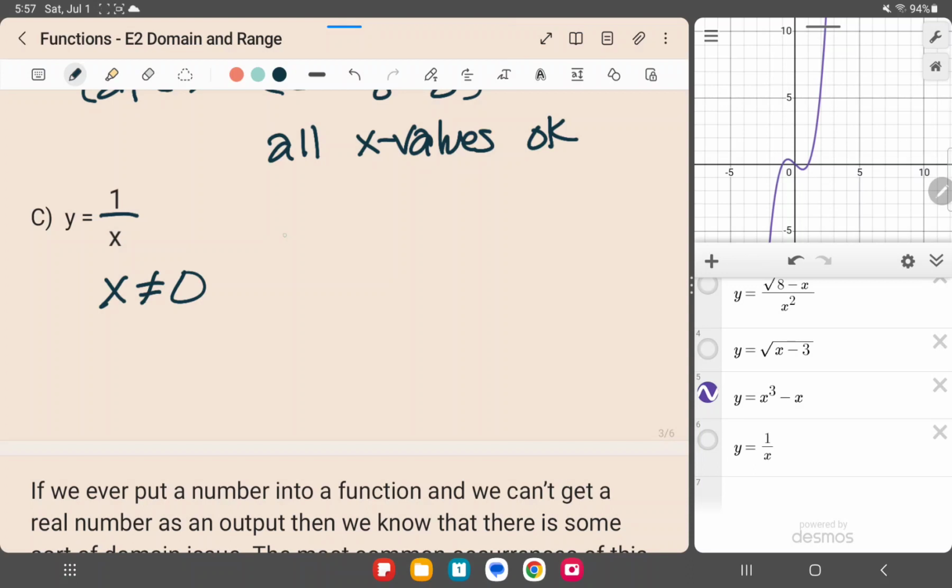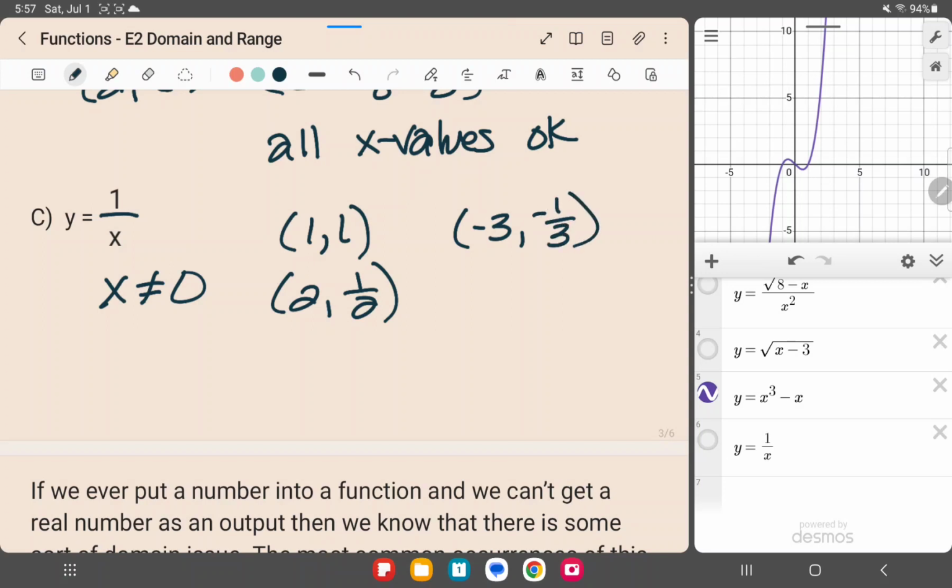Well, I can plug in positive numbers. If I plug in 1, I'll get 1 out in return. I can plug in a 2. I'd get 1/2. Can do the same thing with negative numbers. Negative 3, I'll get out negative 1/3. Can keep plugging in bigger negative numbers, bigger positive numbers. I can plug in a fraction, plug in 1/4. 1 divided by 1/4 is 4. That's still okay. So everything besides 0 seems to be okay.